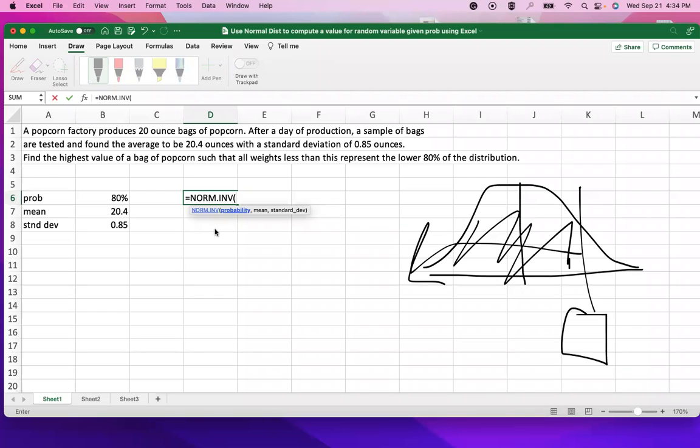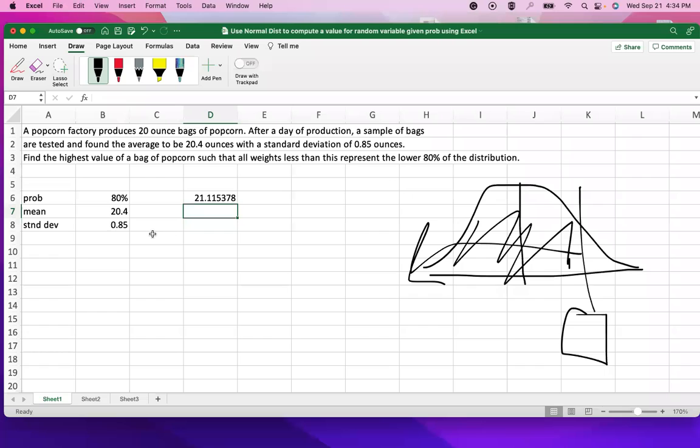Now you can see it highlights what you need. So my first thing is I need my probability. So I can just click over here on B6. Then I need my mean. Then I need my standard deviation. This is why I like to put the data that I have in Excel. Makes it a lot easier to use cell references. I close my parentheses and I can see my value is 21.11. That means if my bags of popcorn have 21.1 ounces in it, it's going to be more than 80% of the distribution.